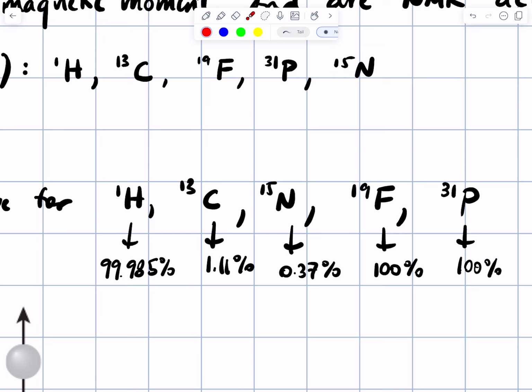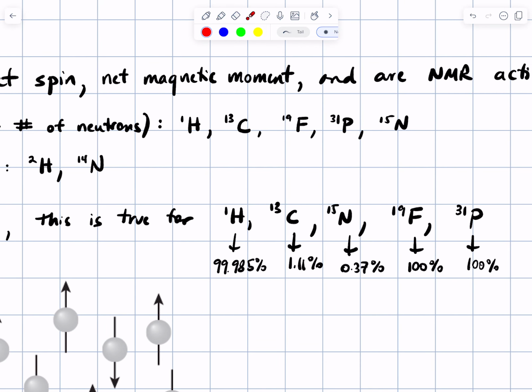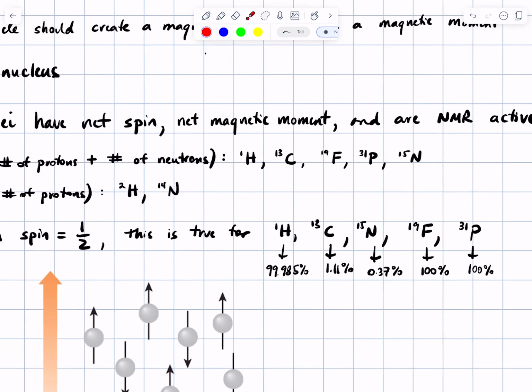In this class, we will focus mostly on proton NMR. We will do a little bit with carbon NMR. If you want to do or learn more about these, you should talk to Dr. Scott Burt, who runs our NMR facility, and he'd be happy to tell you more about that. And some of our experiments that we do in OChem involve some of these nuclei.